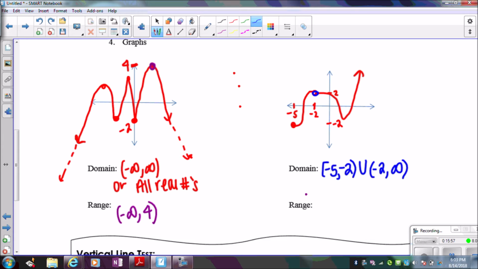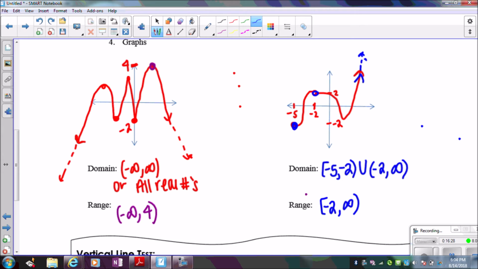And then for the range, the lowest point is supposed to be this point right here, which is at -2. So the lowest point's at -2, including that y value of -2. And then the highest point, well, it's just going to keep going because we have this arrow going up, so it's just going to keep on going. So this one will mean infinity. So there's our range.